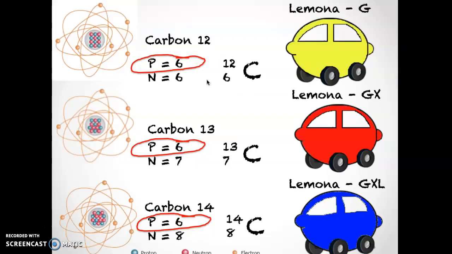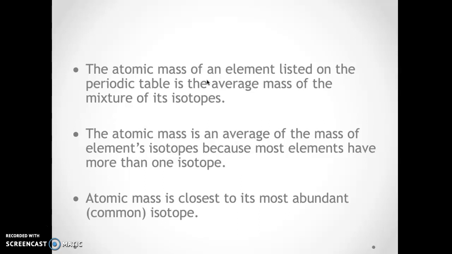Okay, so basically that's it on the Lamona, which is different models of cars and different models of atoms, and those are just simply called isotopes. Now, here are 3 bullet points for you. The last one is probably going to be the most important because there's going to be a test question based on that.